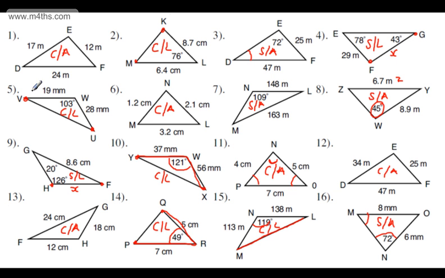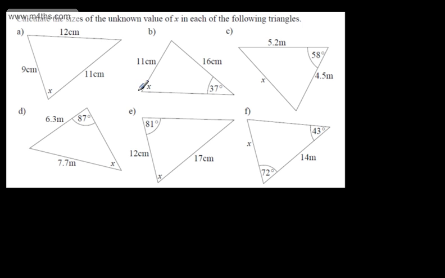Let's go ahead and calculate some of these, and we're going to work through some basic examples in degrees. So we're asked to calculate the sizes of the unknown value of x in each of the following triangles. If we look at this one right here, x is here. What we're trying to do is find an angle given 3 side lengths. So what we can use is the cosine rule.